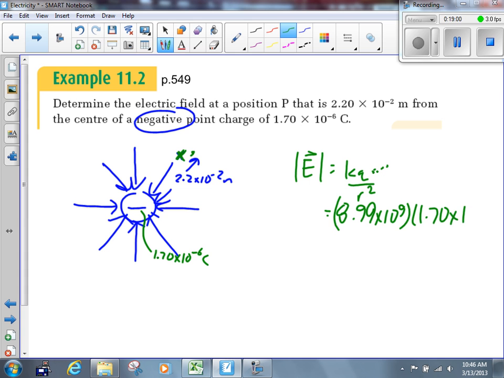Should I have put the negative in there? Negative 1.7? Just like with Coulomb's law, we always drop the sign of the charge. Always. Anytime we plug it into an equation, we always drop it. What do you think the most common mistake with this problem is going to be? Forgetting to square the r. It happens all the time.